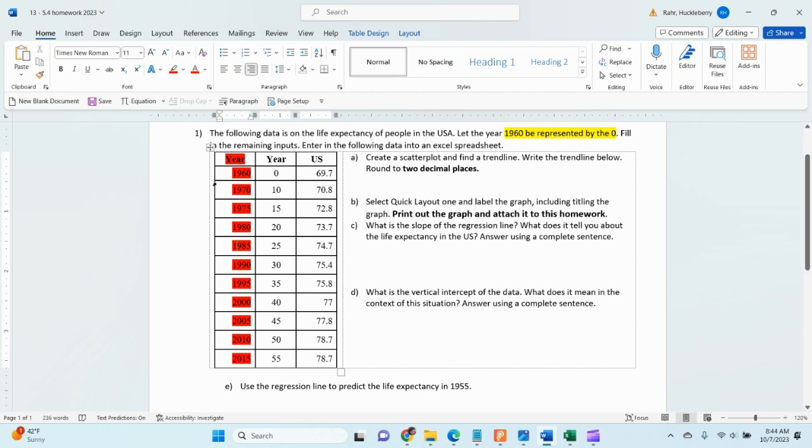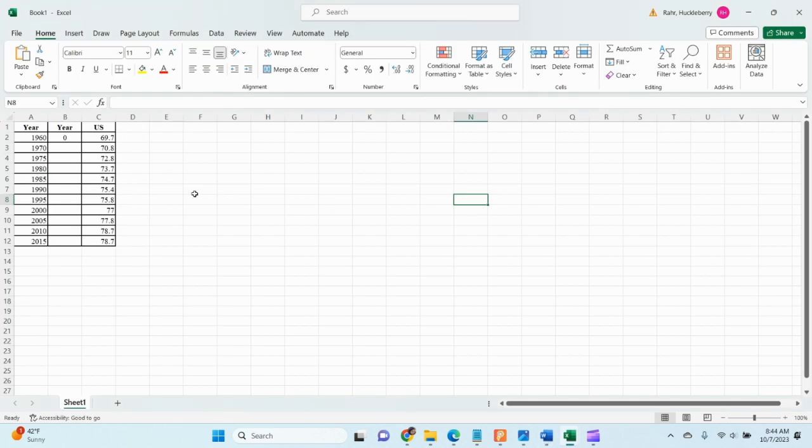But the thing is, this isn't an exact straight line. Real data is dirty. Real data is going to be ugly. It's not going to all fall perfectly on a line. So what we want to do is use Excel. Now, I actually have put all of this over onto Excel already.